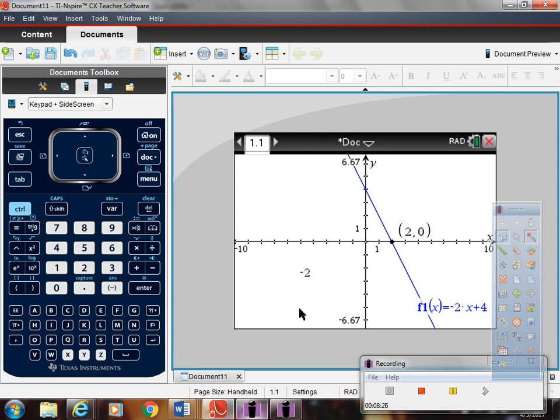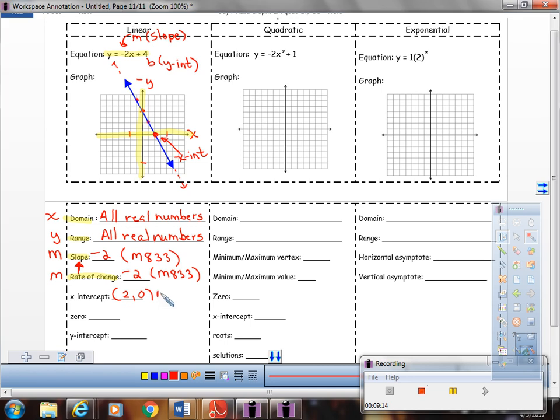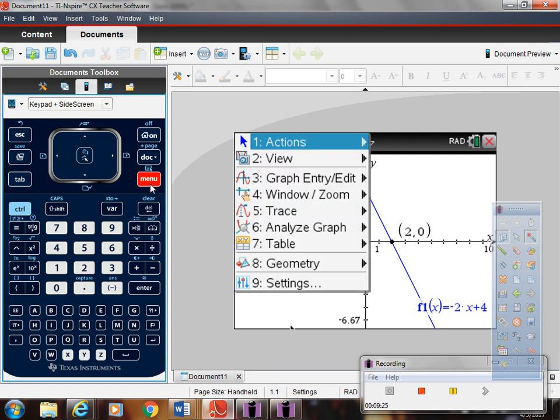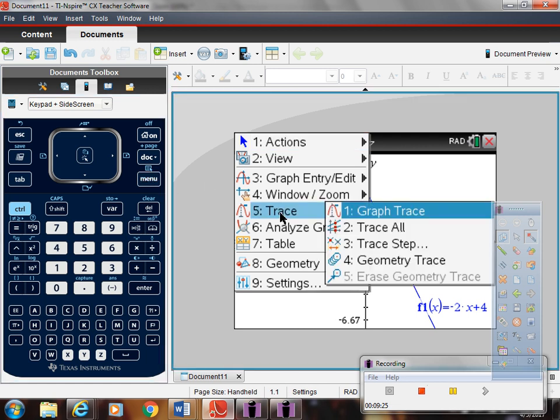Let's write it down. It was menu 6 1. There is another way you can do that. And I saw this done at math camp. So those of you who go to math camp, you learn new tricks. I learned this from one of the other teachers. This is a new way, so please watch. Menu, they went to trace, and they went to number 1.